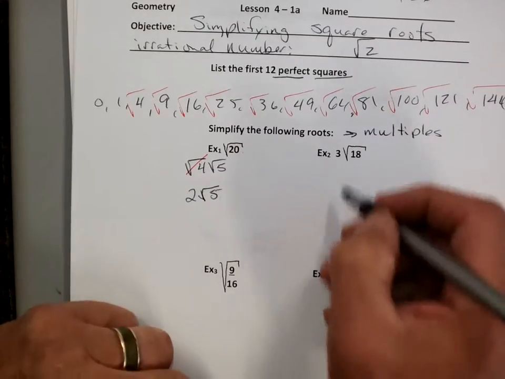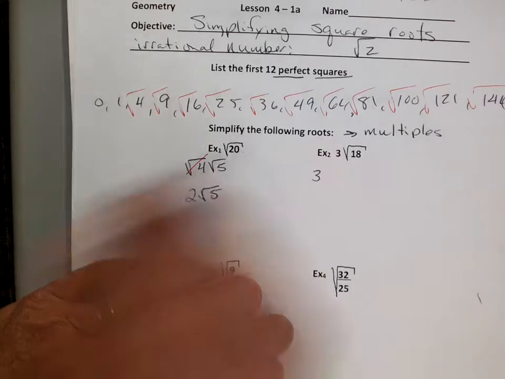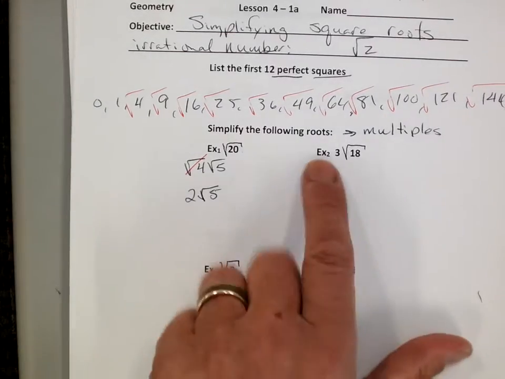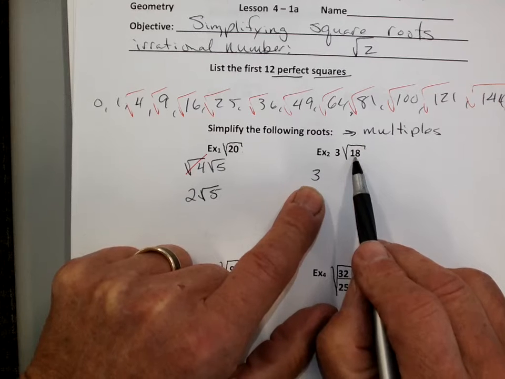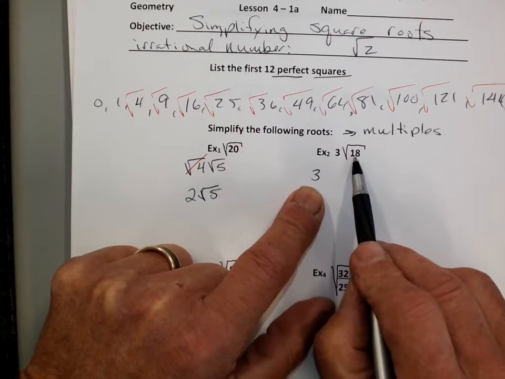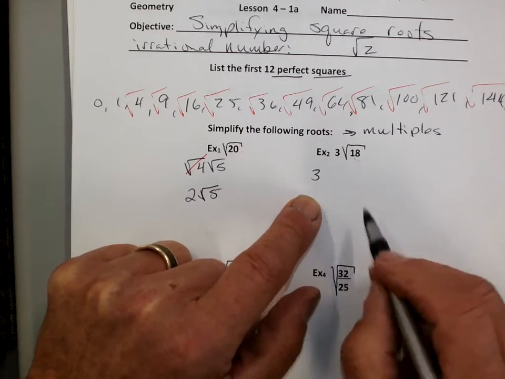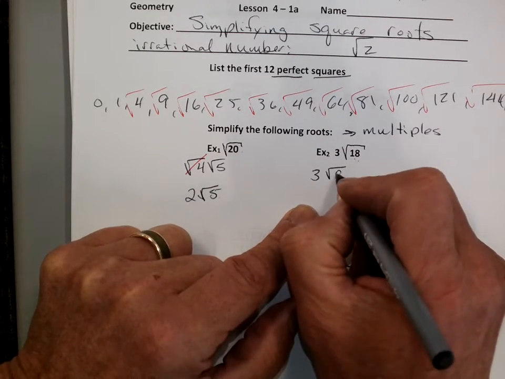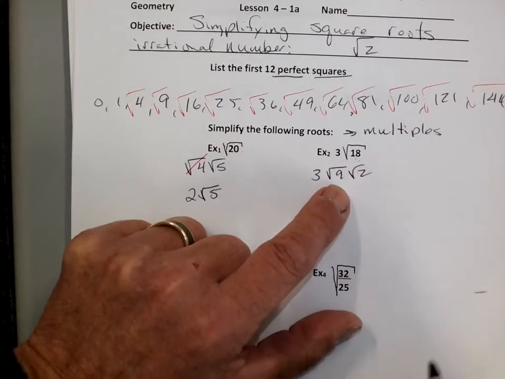Okay, example 2 is the same thing. The 3 is already there. It's a whole number, so leave the 3 alone. But 18 can be broken down. What times what makes 18? I'm not going to use 3 and 6, because what I really want is 9 times 2, because the square root of 9 is 3, so I have a perfect square.